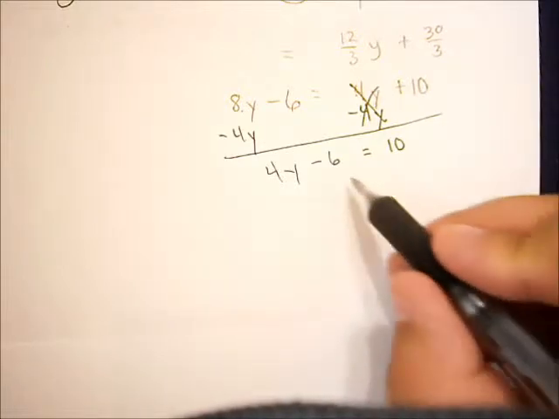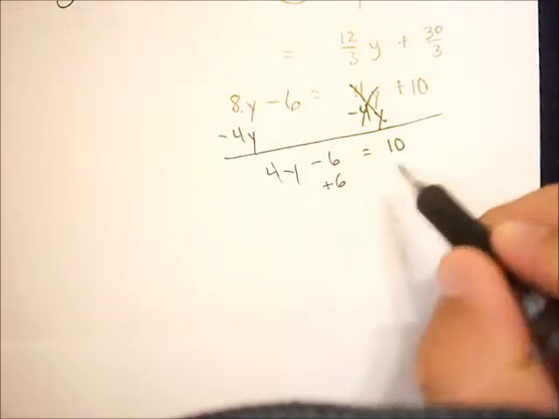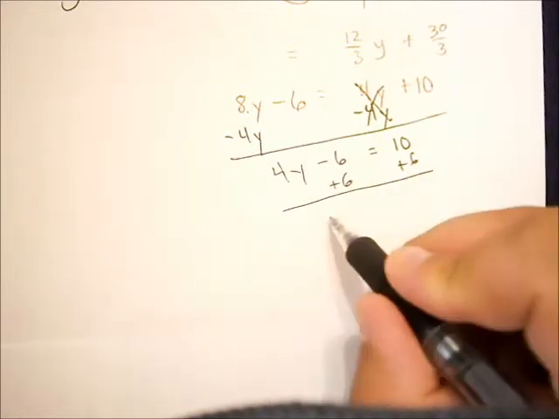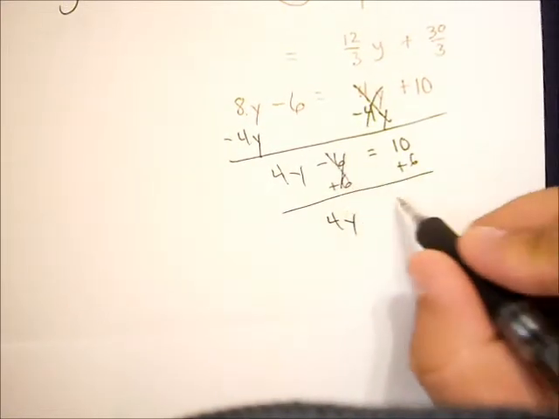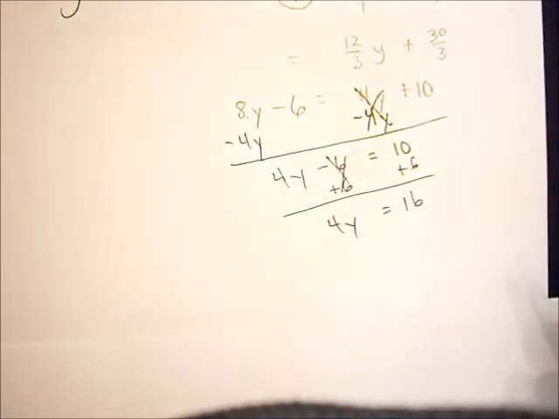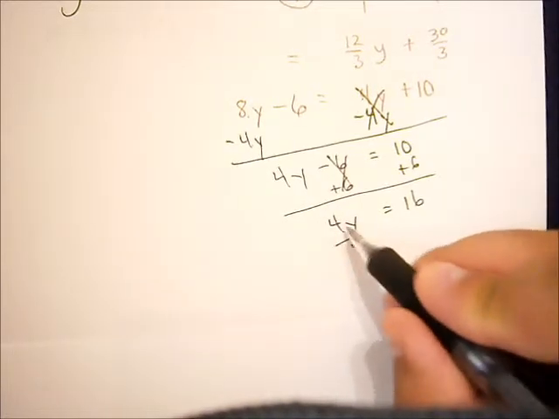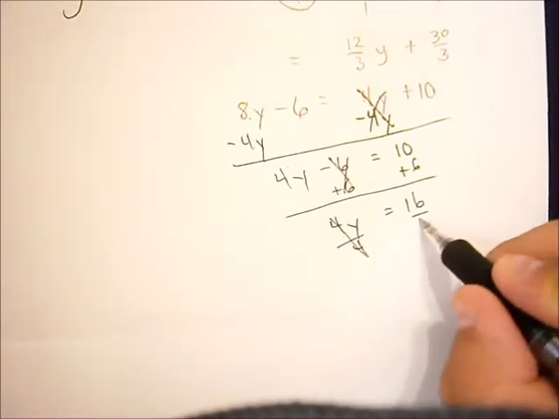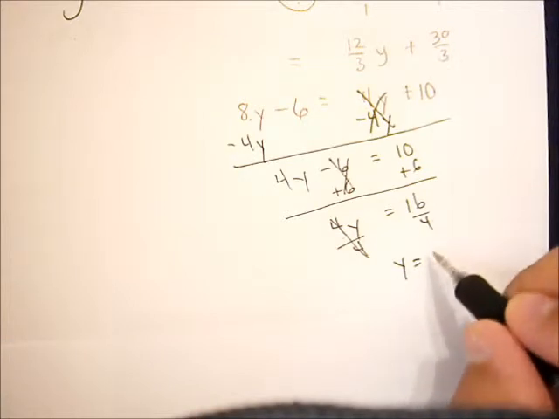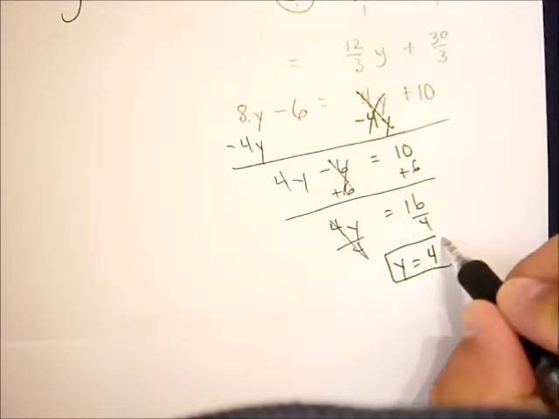Now it's a two-step equation. I'm going to add 6 to both sides. So the 6's are gone. And finally, divide by 4. Since it's 4 times y, we divide. And that leaves me with 16 divided by 4 is 4.